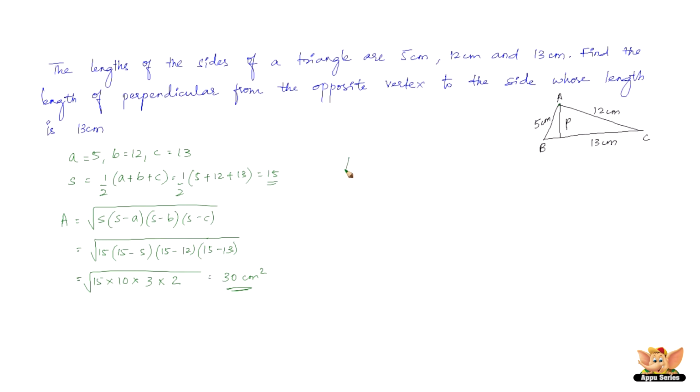Now, using the other formula, A is equal to half into base into the height. Base is 13. A is 30, so 30 equals half into 13 into P. So therefore, P equals 30 into 2 divided by 13, which is nothing but 60 by 13 centimeters. The length of this line which joins the opposite vertex and the side whose length is 13 centimeters is 60 by 13 centimeters.